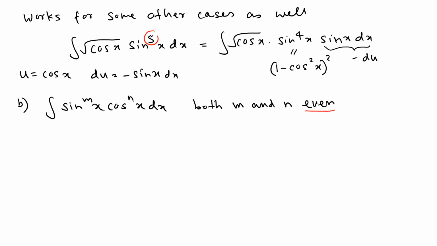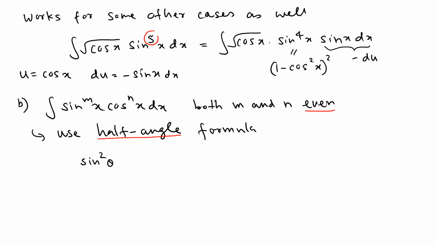So if both are even, what we can do is use the half angle formula. Actually, you get the half angle formula using the double angle formulas. Okay, so what are the formulas? So we're going to use these. We know that sine squared theta equals 1 minus cosine 2 theta over 2.